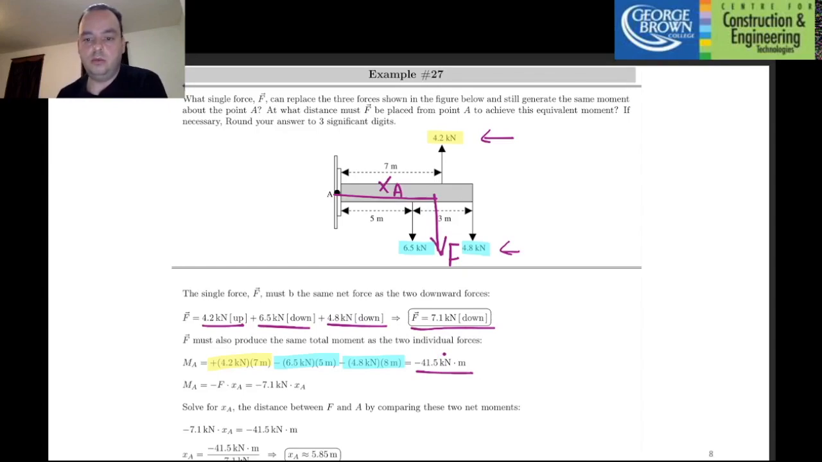Similar to the previous example, we can calculate the moment caused by F about A, and there it is, it's negative. We can substitute the magnitude of F right away here, and then we can set these two equations equal to each other. So this has to equal this. And if we set those equal to each other right here, we can solve quickly, hopefully, and get a distance of 5.85 meters. This diagram is not to scale, but you can clearly tell that the force is in between the two forces indicated in blue.